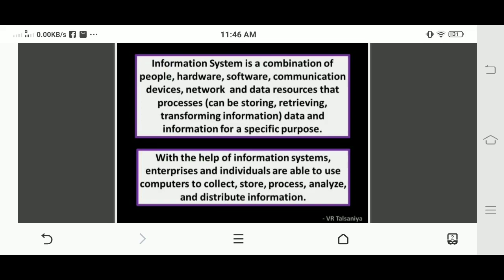That processes can be used for storing, retrieving, transforming information. Storing is to store the data in the hardware. Retrieving is to get the data back which is stored in the hardware. And transforming information, that is giving the information with the help of communication devices or passing the information, can be called transforming information, data and information for a specific purpose. With the help of information systems, enterprises and individuals are able to use computers to collect, store, process, analyze and distribute information.